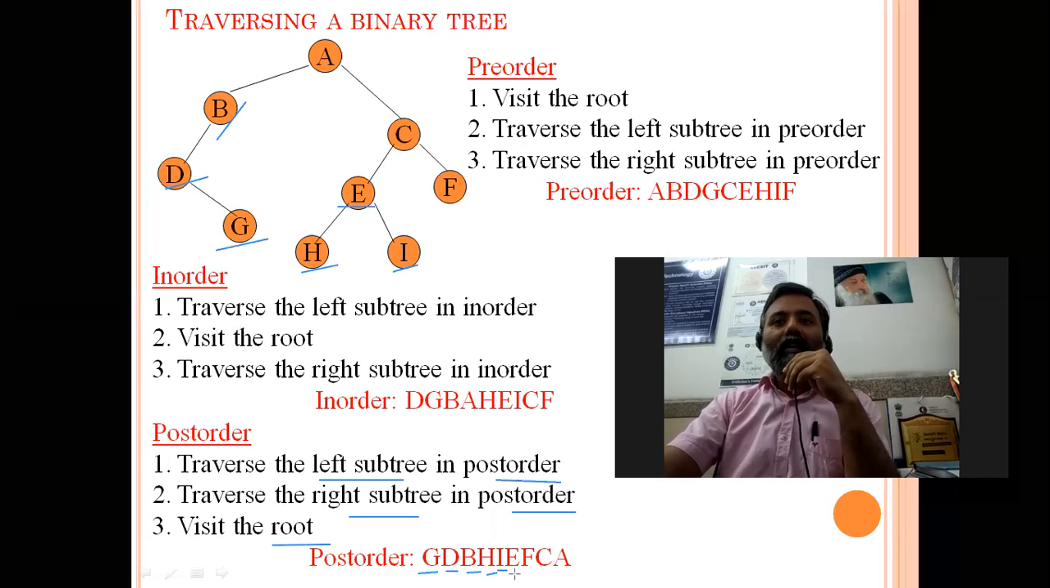अगेन हम सबट्री को भी पोस्ट ऑर्डर में ही ट्रेवर्स करेंगे. अगेन सी का लेफ्ट सबट्री हो गया, फिर इसका राइट सबट्री एफ, देन सी का लेफ्ट सबट्री हो गया, राइट सबट्री हो गया, देन सी. For A, left subtree has been traversed, right subtree has been traversed. Now this root node A.